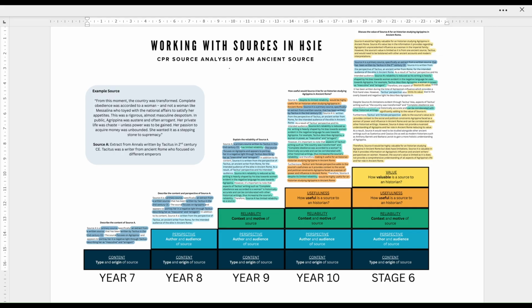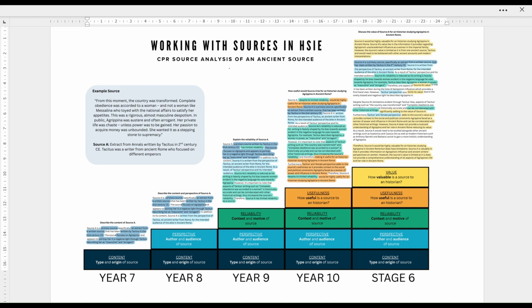I'm going to go through a bit of an instructional video to talk to you firstly about our CPR source analysis continuum that every year group in history at Catherine Macaulay will be using, and also to teach you how you're going to be doing source analysis in Year 7, and then after that we're going to do that CPR source analysis model on a few sources for you to understand.